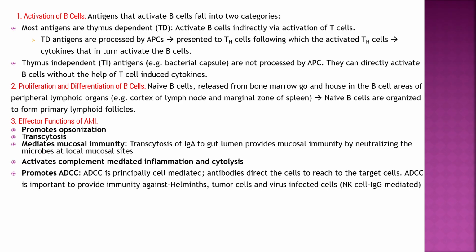Effector function of AMI: promotes opsonization, transcytosis, and mediates mucosal immunity. Transcytosis of IgA to the gut lumen provides mucosal immunity by neutralizing the microbes at local mucosal sites. It activates complement mediated inflammation and cytolysis. It promotes ADCC. ADCC is principally cell mediated. Antibodies direct the cells to reach the target cells. ADCC is important to provide immunity against helminths, tumor cells, and virus infected cells, that is NK cells, IgG mediated.